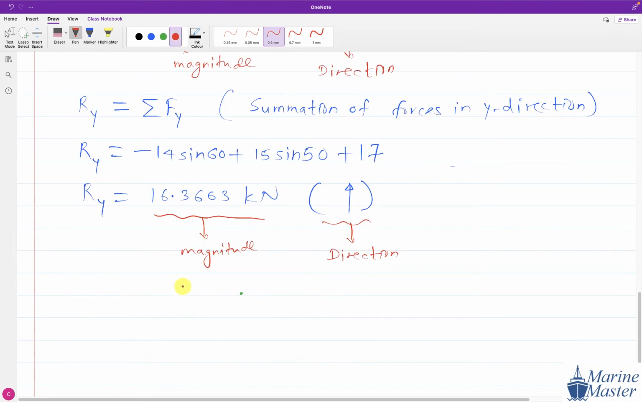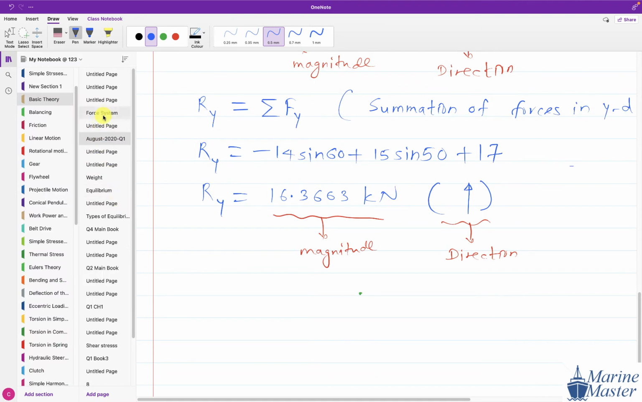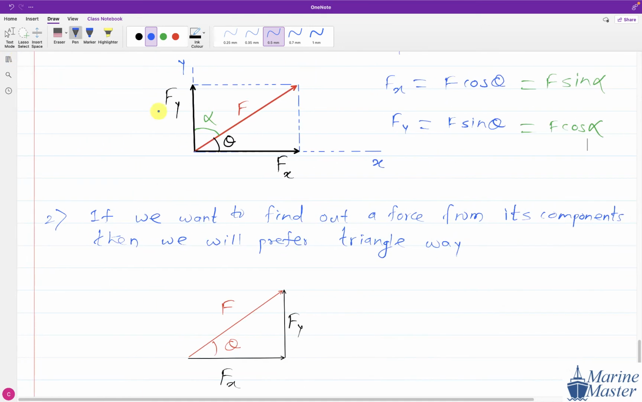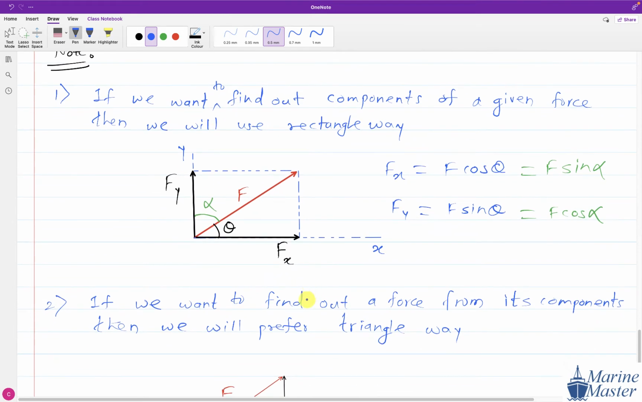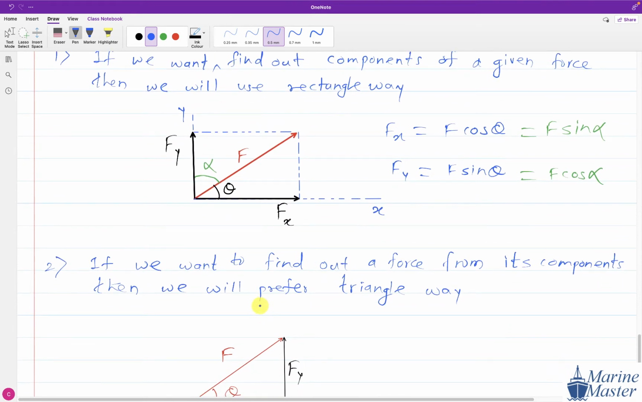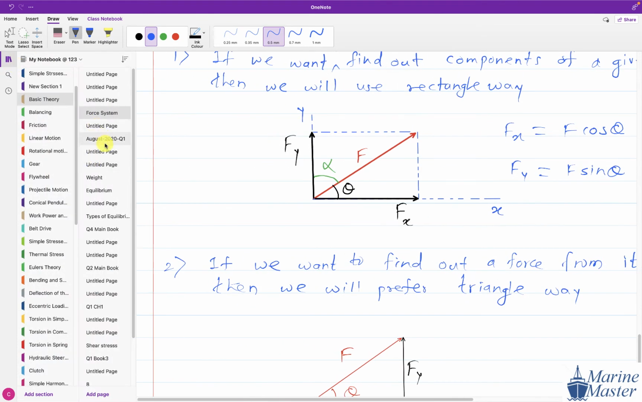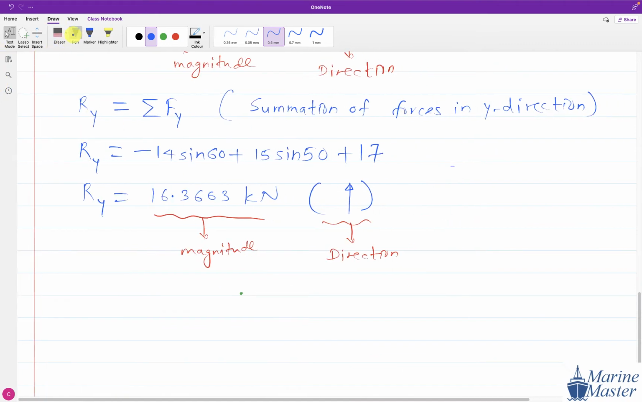So now we got the Rx, we got the Ry, and our target is to get the R. And how to get R? Here I have given you a note, if you remember my discussion. Whenever we have components and want to find the force from its components, we will prefer the triangle way. And how to get the triangle way? Just have a look at this drawing, sir.